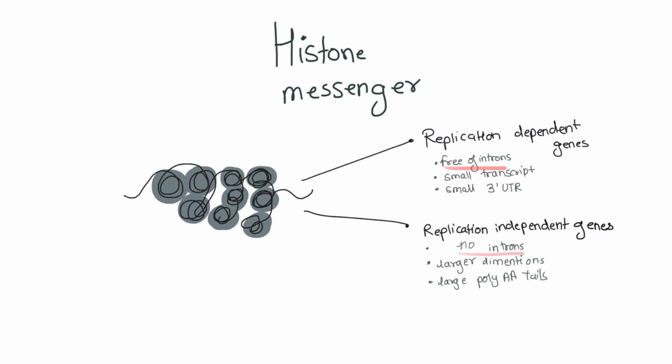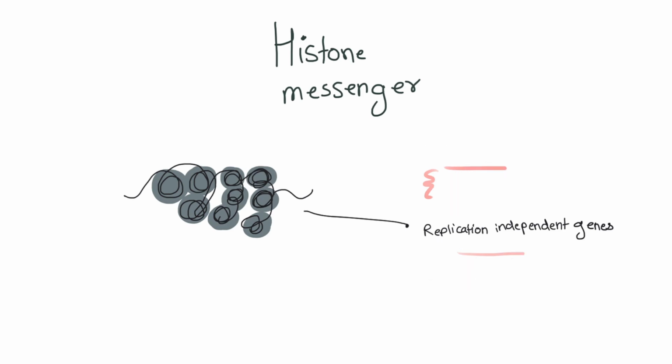And the other thing that we can notice is that the replication dependent gene is much smaller and it has a small transcript and it has a small 3' UTR. The replication independent gene, however, is larger in dimension and has large poly A tails. But in this lecture, we're going to be dealing mostly with the replication independent gene.